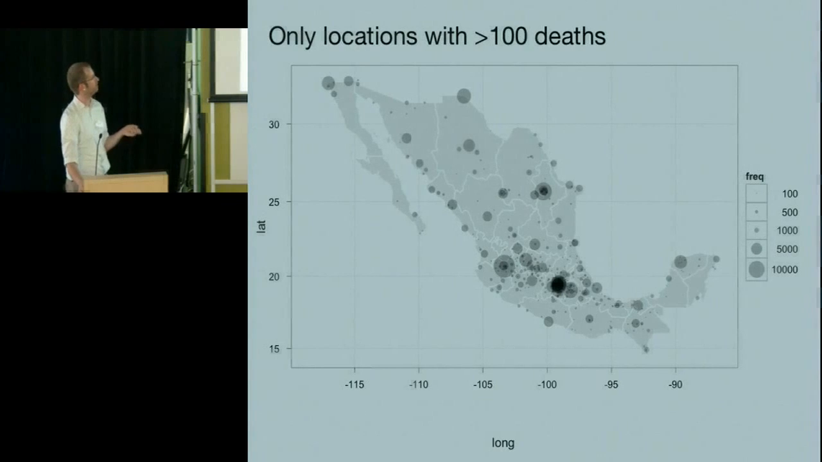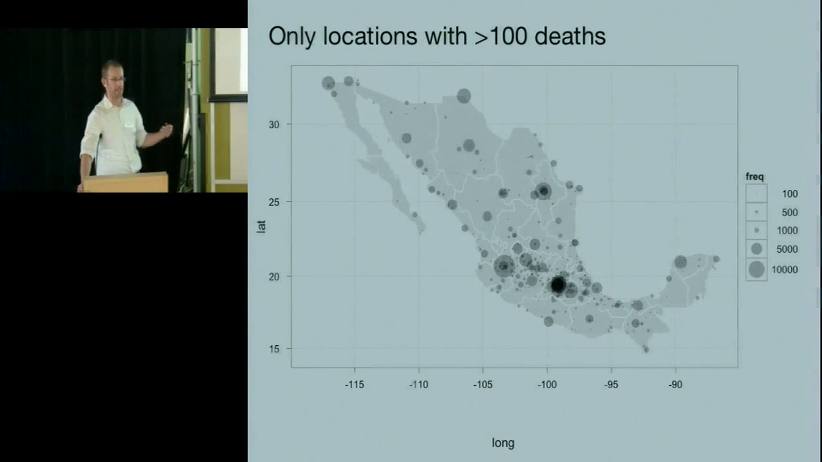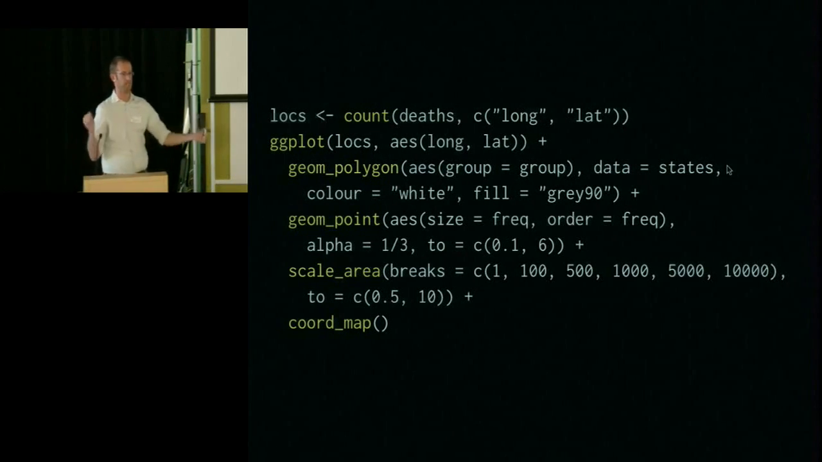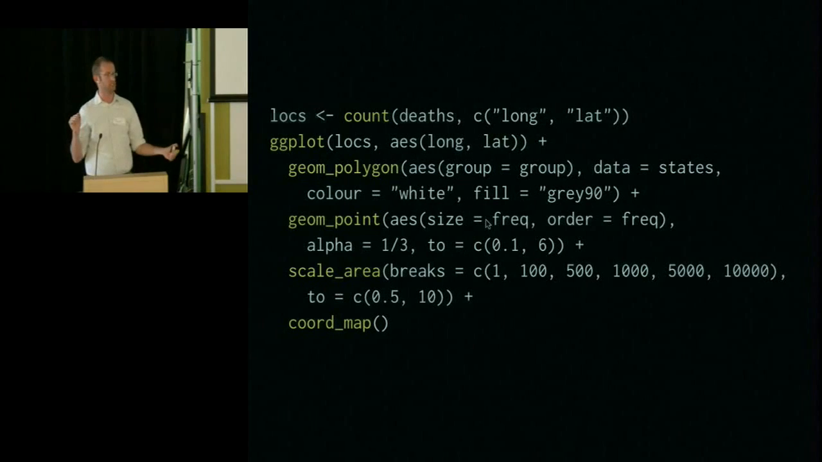So how did I create this plot? This plot's interesting because it's got multiple layers of data on it. Again, I'm going to start off by counting. I just want the number of deaths in each location, each combination of latitude and longitude. Then I've got 2 layers on my plot. My first layer is a layer of polygons, using the states database, which has the outlines of all of the states of Mexico. Then I'm going to add on a layer of points, which comes from this locations data, and I'm going to map the size of each point to the number of deaths there.